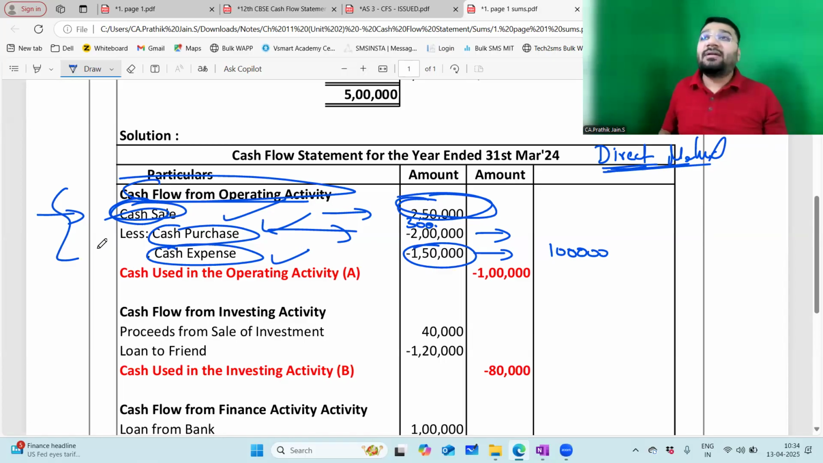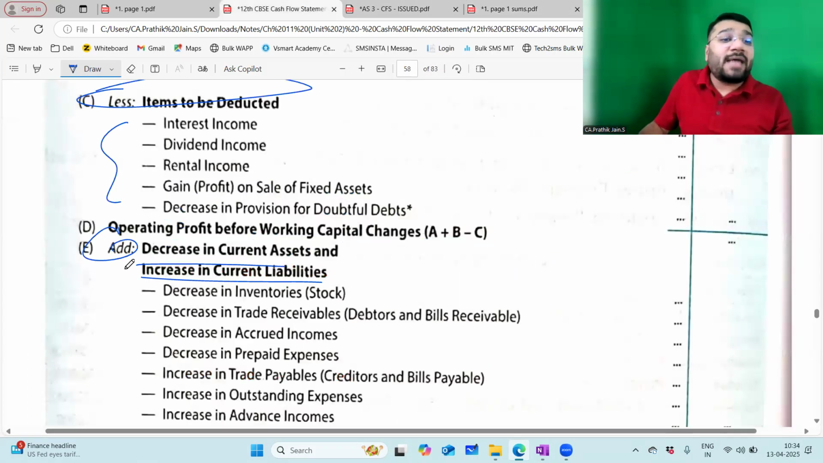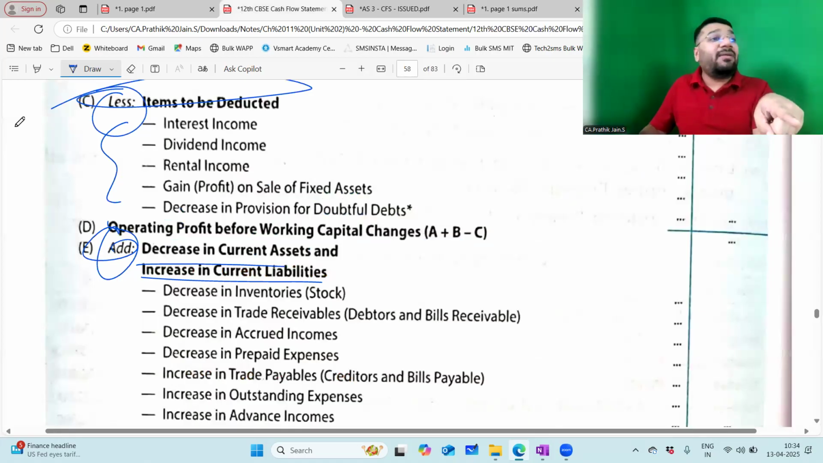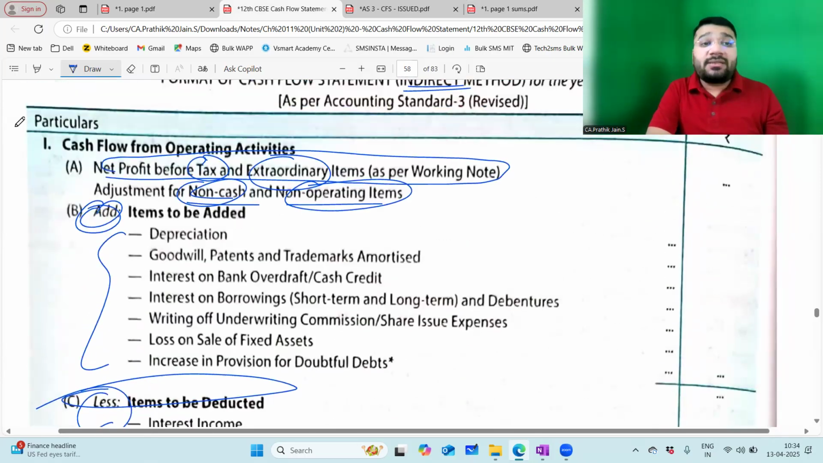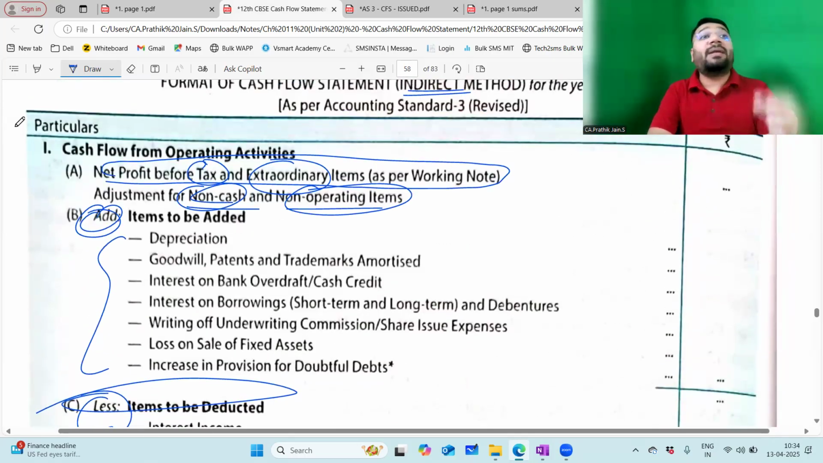Indirect method, what happens? There's no information directly. You need to become a pro to understand why all these items are added and subtracted. Every single item which is added and subtracted has a meaning. It's a beautiful meaning behind why everything is added and subtracted. But you can read this only when you know the cash flow statement in detail.